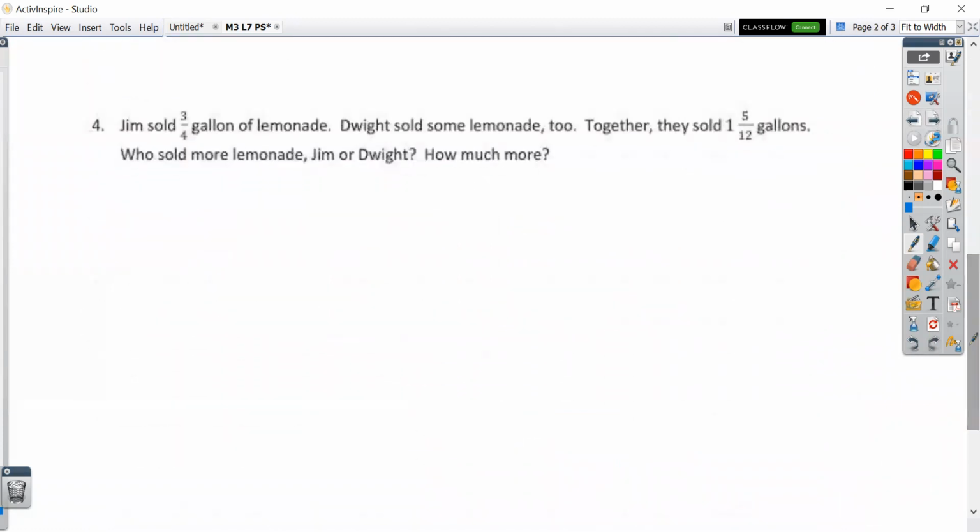All right. Jim sold 3/4 gallons of lemonade. Dwight sold some lemonade too. Together, they sold 1 5/12 gallons. Ooh, together. So, all right. Who sold more lemonade, Jim or Dwight? How much more? Okay, so really right now we've got fourths and we've got 12ths, so they don't really work together. So hold on, let's think about this.